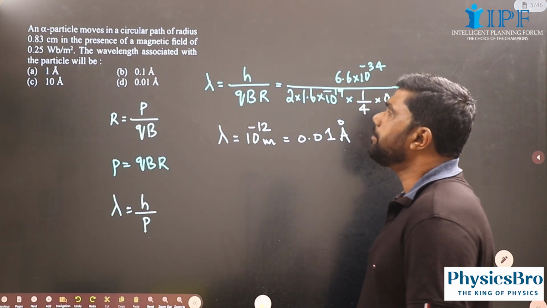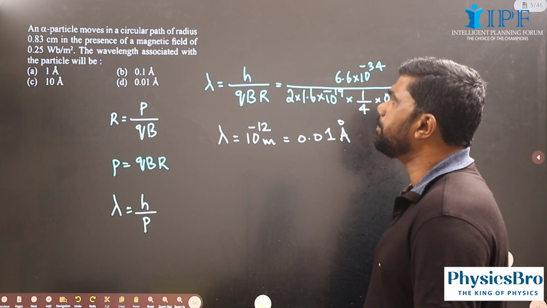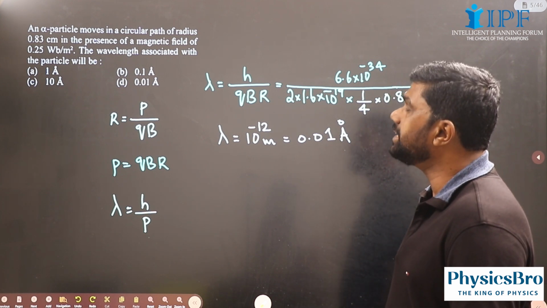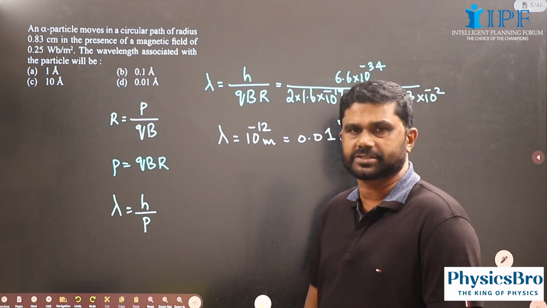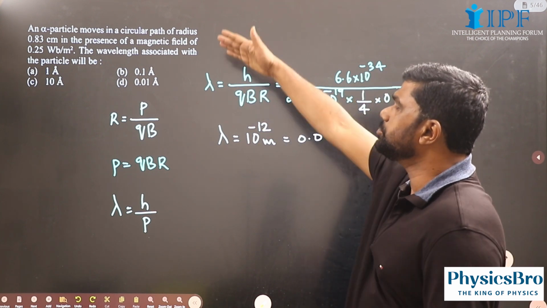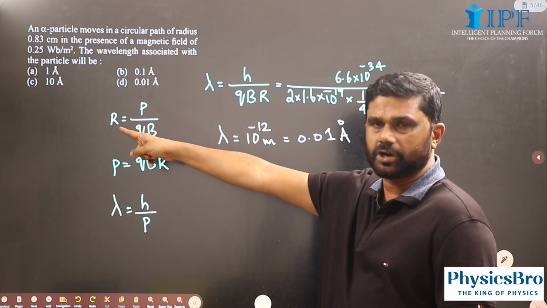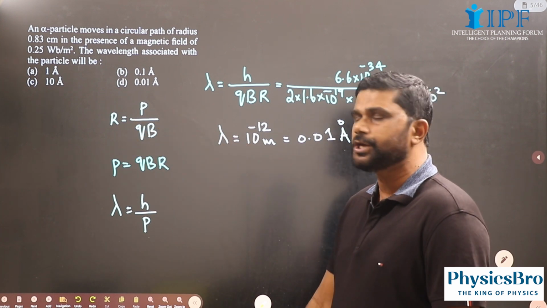An alpha particle moves in a circular path of radius 0.83 centimeter in the presence of a magnetic field of 0.25 Weber per meter square. The wavelength associated with the particle will be, see, radius of the circular path is linear momentum divided by QB.